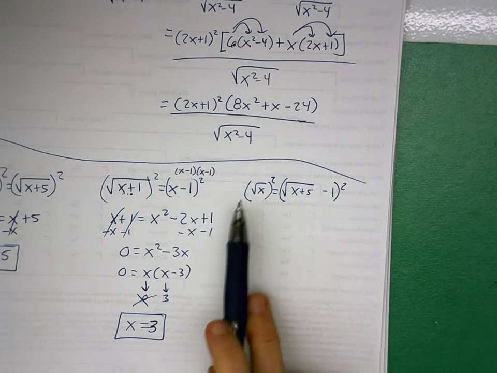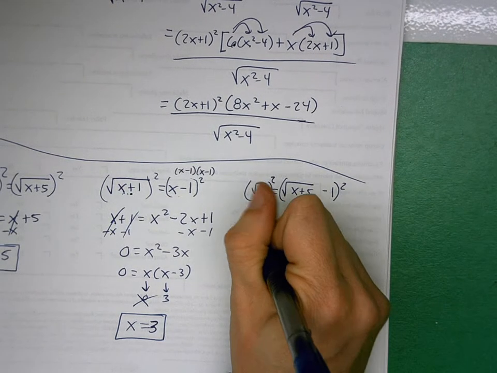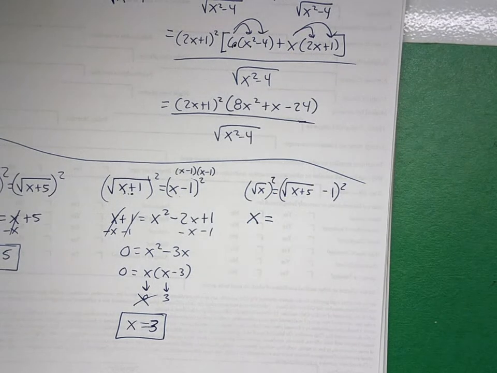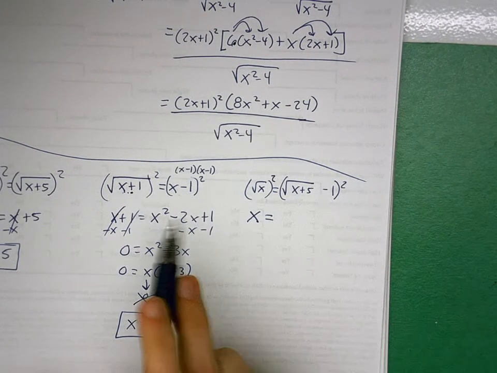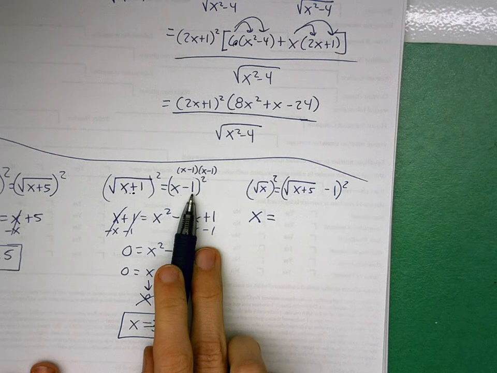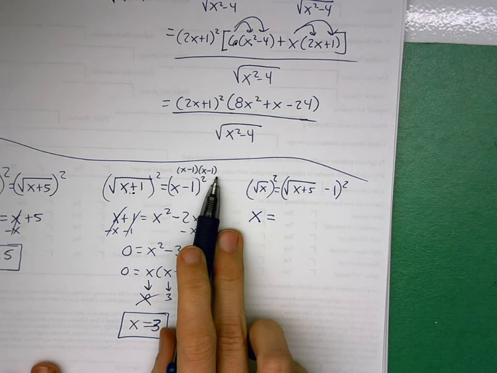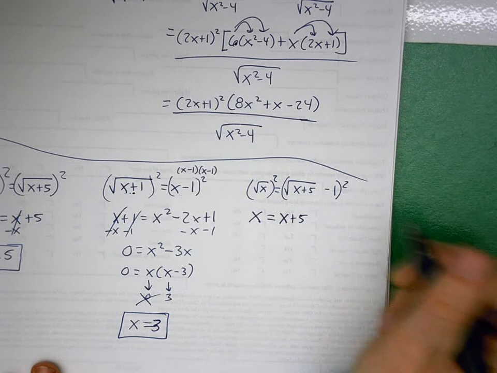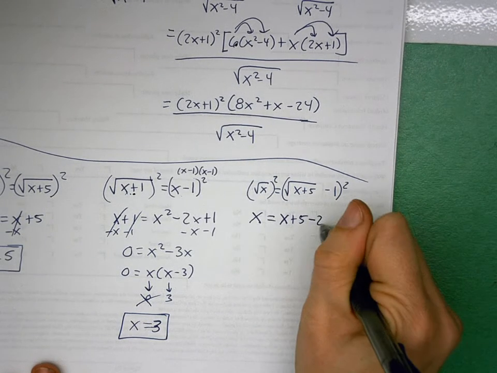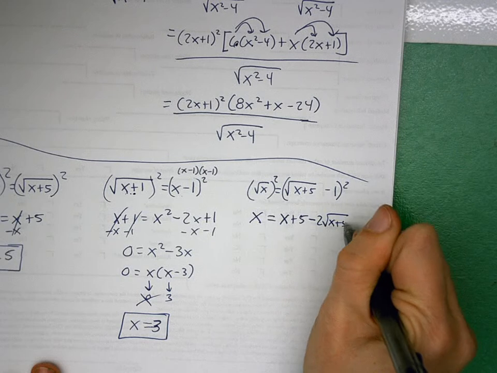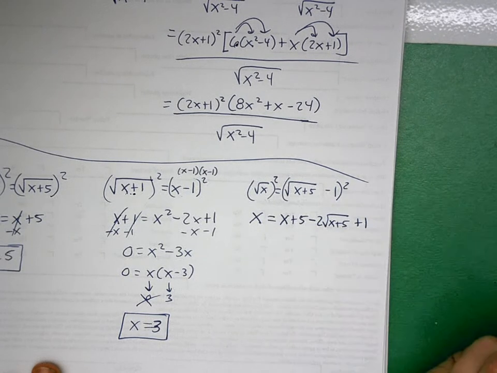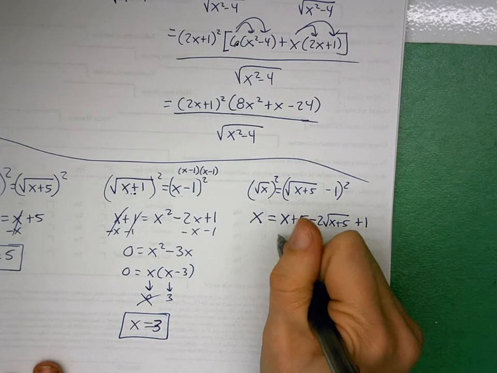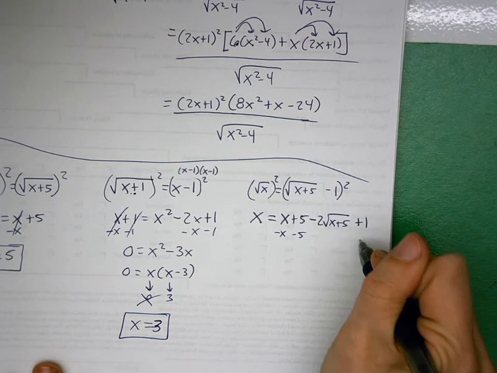Okay, if we square this root x, we get x. Now here you have to FOIL again. It's like this one, right, where we can't just distribute the squared. We do have to FOIL. And so my first would give me x plus 5, my outside and inside would give me negative 2 root x plus 5, and my last would give me positive 1. Okay, and so then subtracting the x, the 5, and the 1.